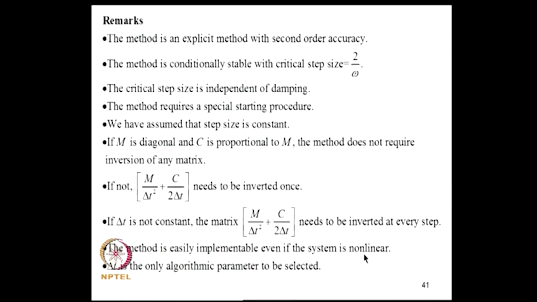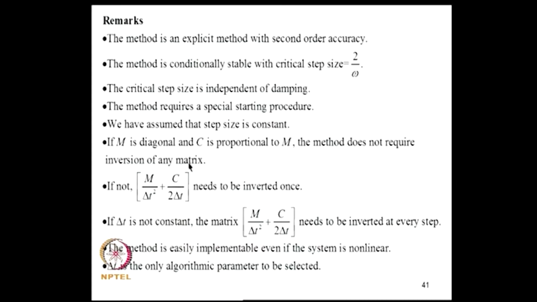So, therefore, we can observe a few properties of this method. The method is an explicit method with second order accuracy. The method is conditionally stable with critical step size of 2 by omega. The critical step size is independent of damping. Now, the method requires a special starting procedure, it is not a self starting scheme, and we have assumed in our discussion that the step size is constant.